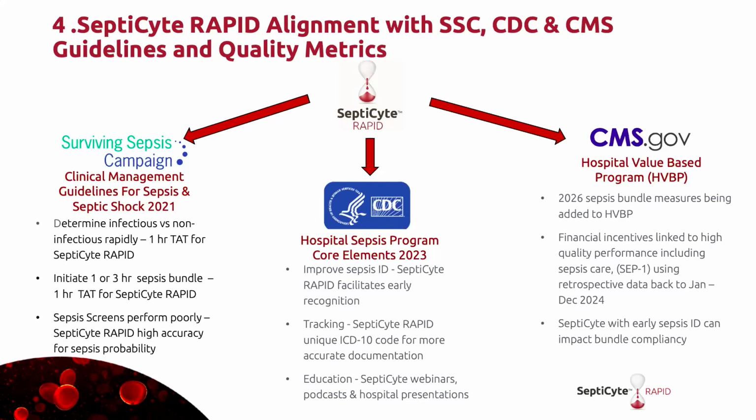CMS, as you know, has over the last 10 years managed a reporting process for the sepsis bundle compliance, which has been voluntary. As of 2026, they're adding sepsis bundle measurements to the hospital-based value proposition process, where financial incentives will be linked to performance with regards to sepsis care. We feel that Septicyte Rapid will help improve both the sepsis bundle compliance and also one's ability to improve a reporting process to hospital-based value-based programs. Next slide, please.